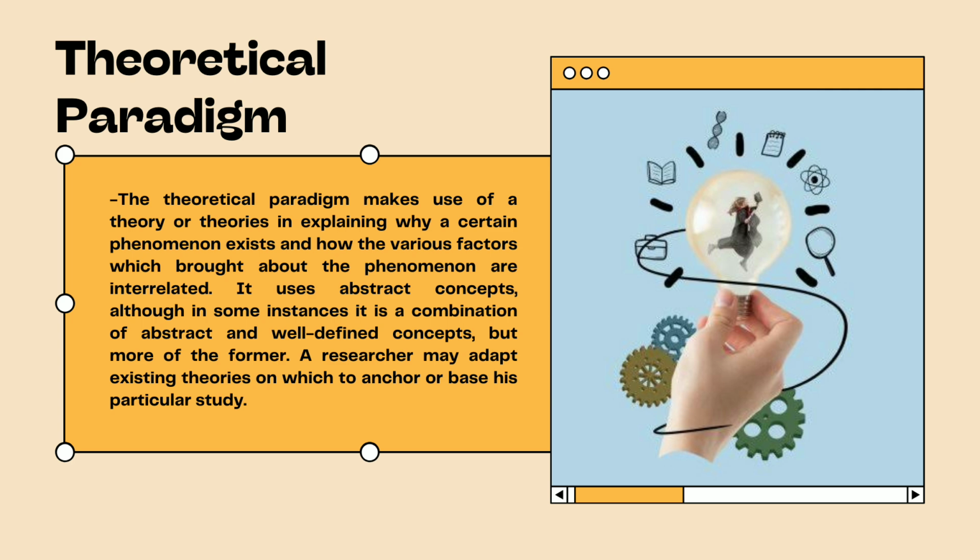First, theoretical paradigm. The theoretical paradigm makes use of a theory or theories in explaining why a certain phenomenon exists and how the various factors which brought about the phenomenon are interrelated. It uses abstract concepts, although in some instances it is a combination of abstract and well-defined concepts, but more of the former. A researcher may adopt existing theories on which to anchor or base his particular study.